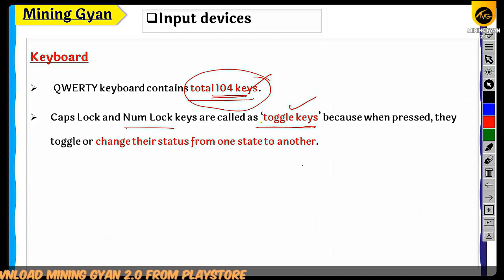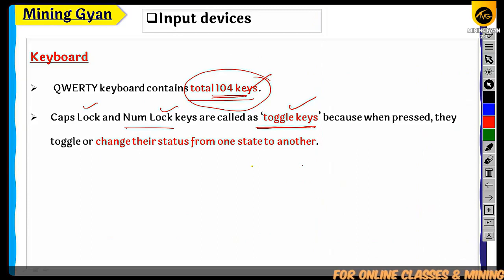The terminology which is used for the caps lock and num lock is called the toggle key, because when pressed they toggle or change their status from one status to another. So basically when you turn on or press caps lock, it can convert small letters to capital letters, or capital letters to small letters.